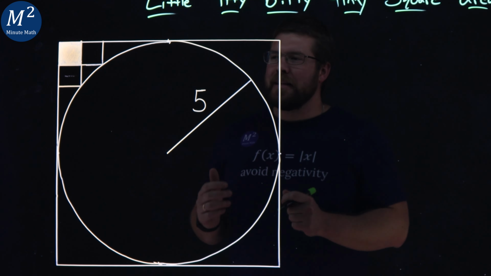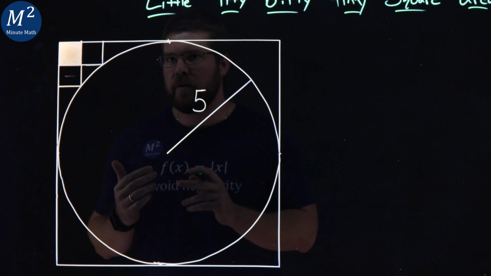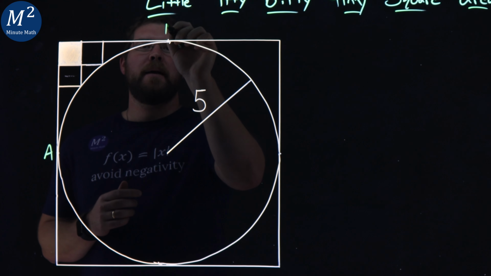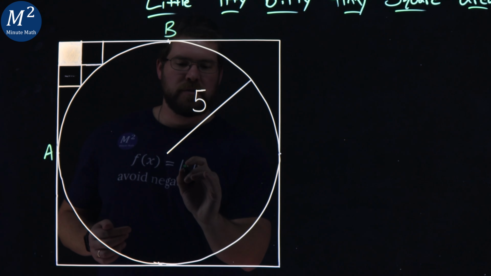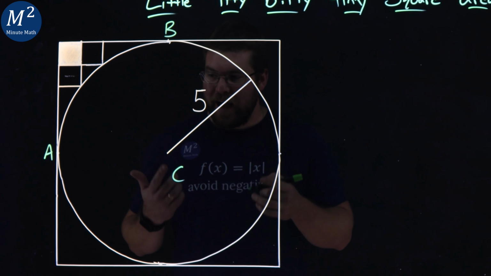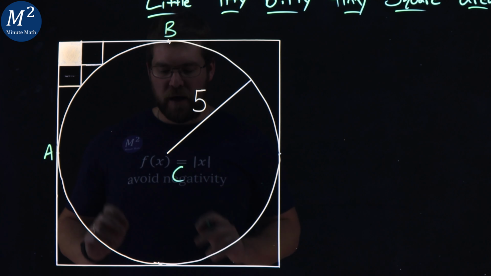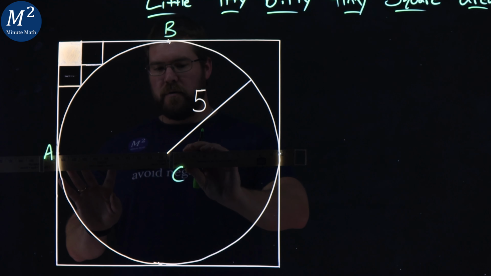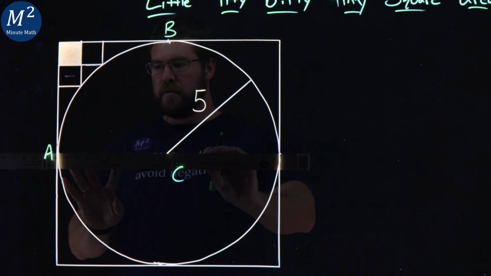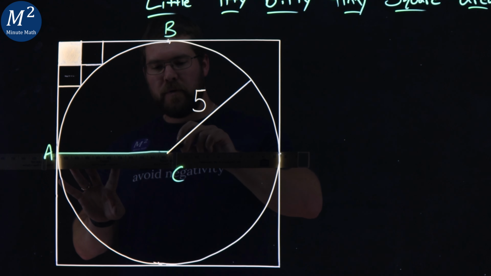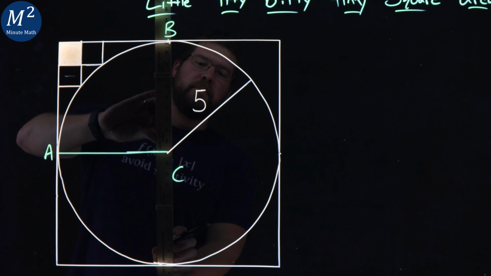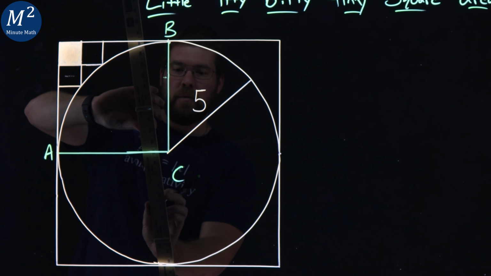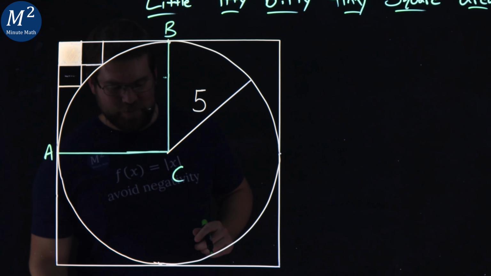I first am going to label my points of tangency with the circle. So right here at this point where it touches, let's call that A, and this point up here, let's call that B. And while we're at it, let's label our circle C. From there, I am going to connect these lines. I'm going to connect AC right here, and BC.